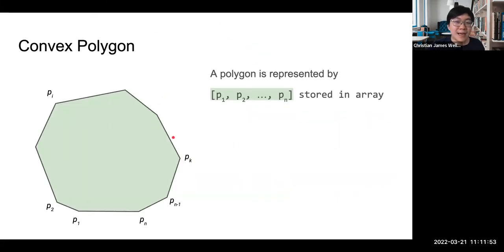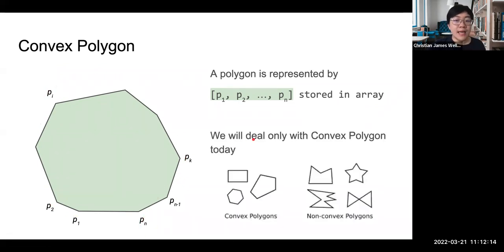Okay, but without loss of generality, it should work either way. All right. So here, the first question talks about this thing called a convex polygon. Don't be scared. It looks like we have pictures, but let's go through it slowly. A polygon is represented by points P1, P2, all the way to Pn stored in an array. And we'll deal with only convex polygons today.